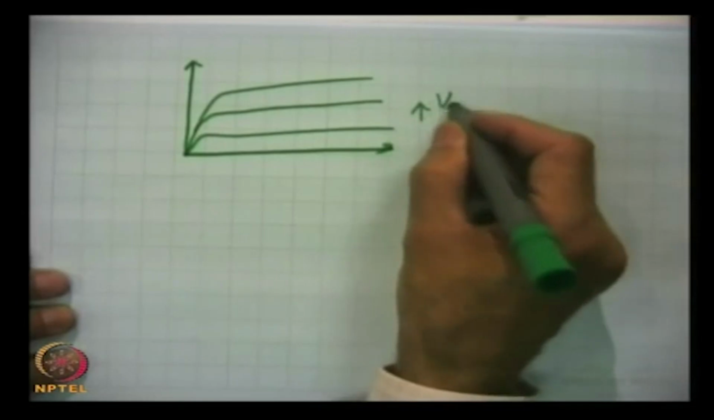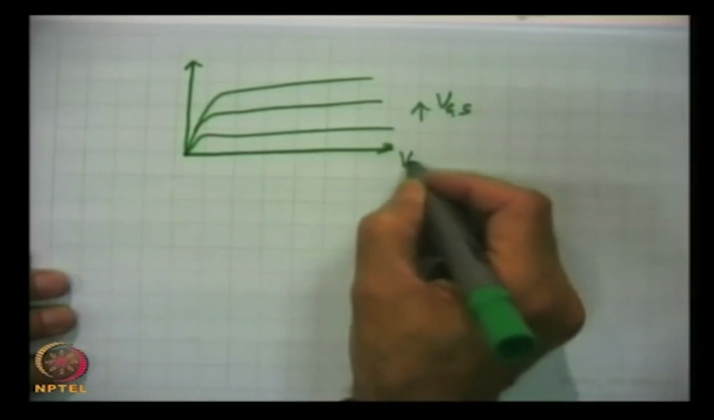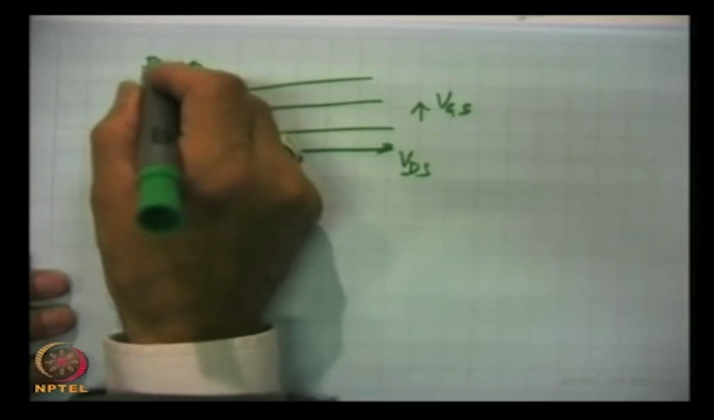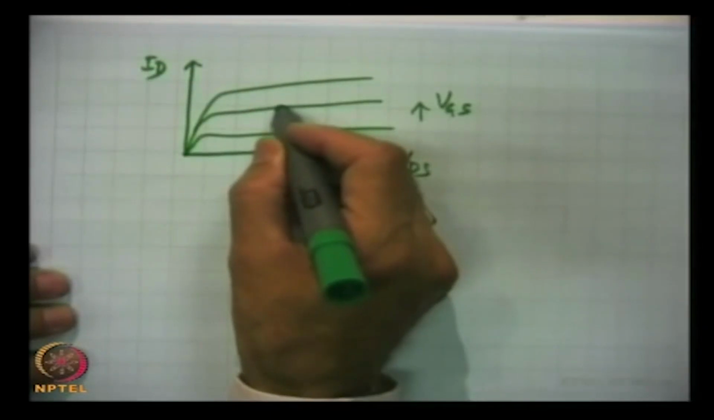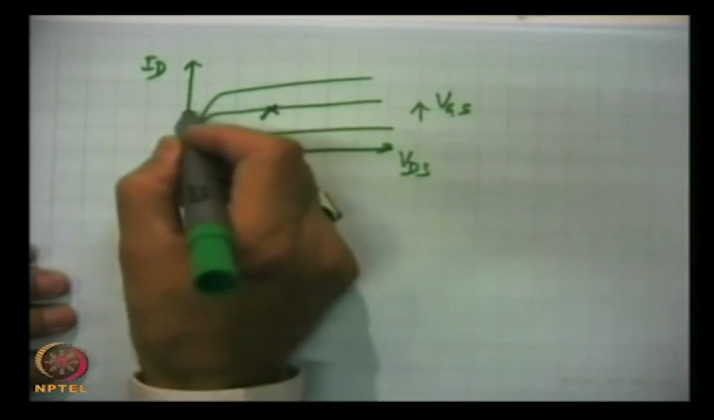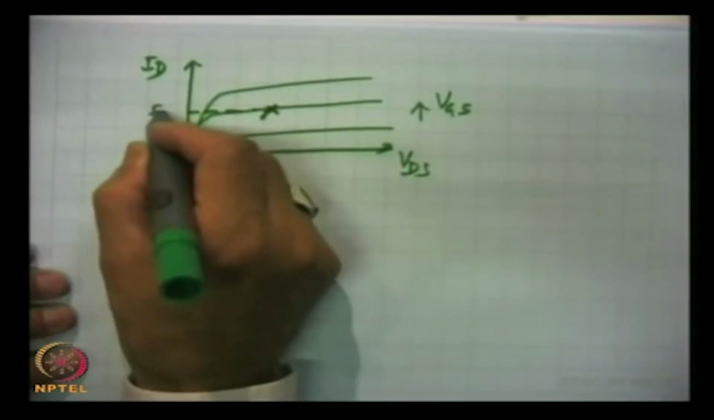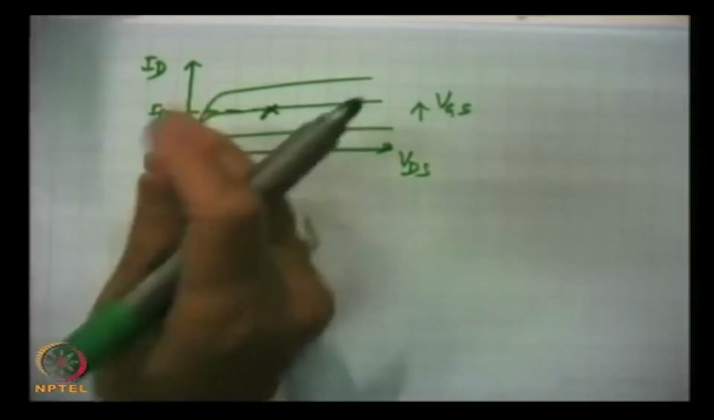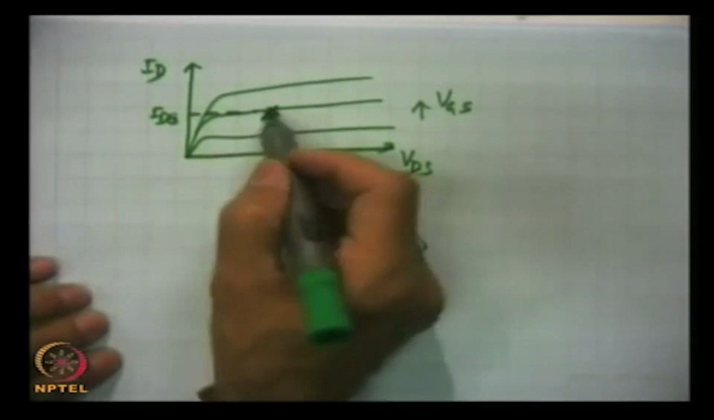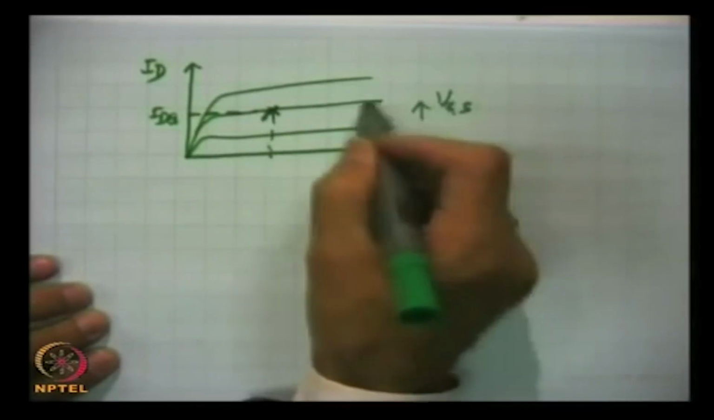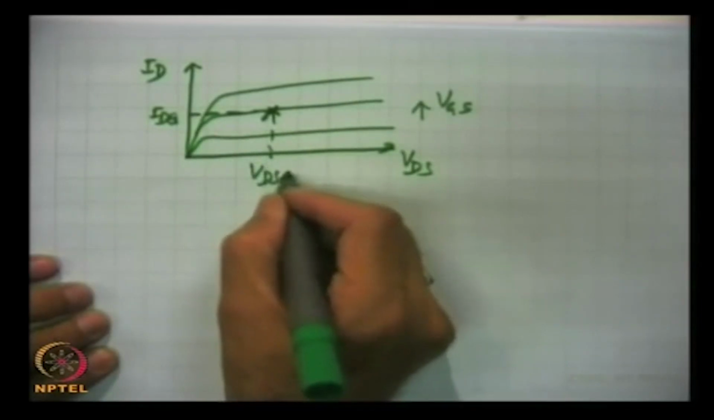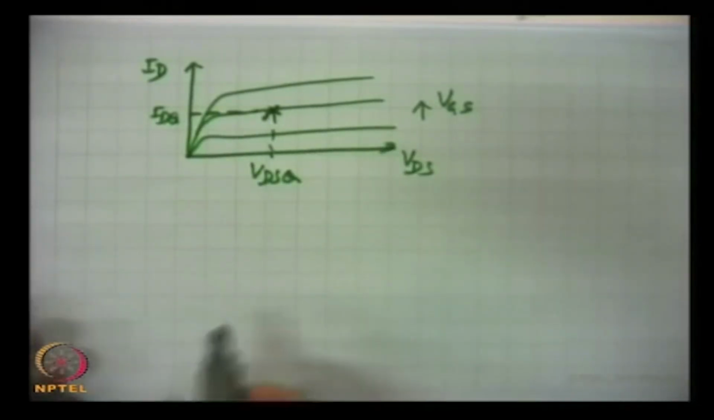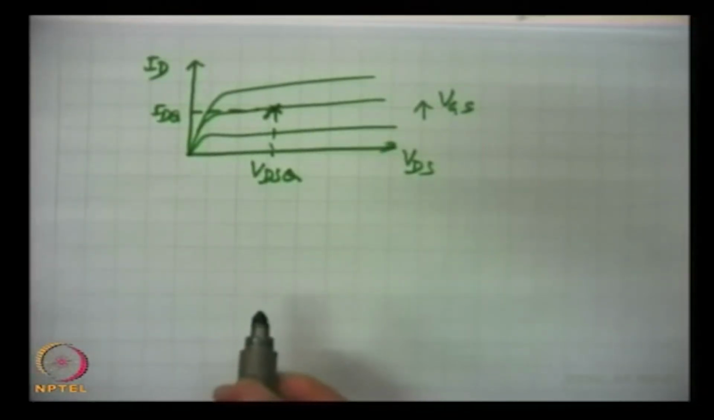This is VGS, VDS, ID, and if we choose the operating point, say for example here, then this is IDQ, the same as we got IDQ here. So that we mark here, and from there we extend it and we get VGSQ, IDQ, and this is VDSQ.